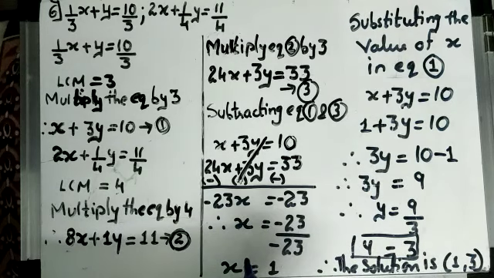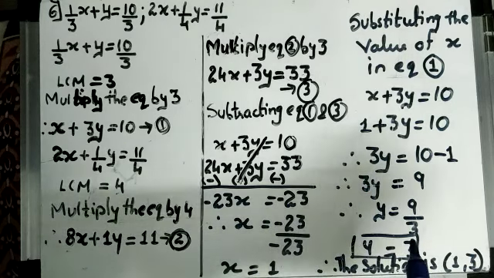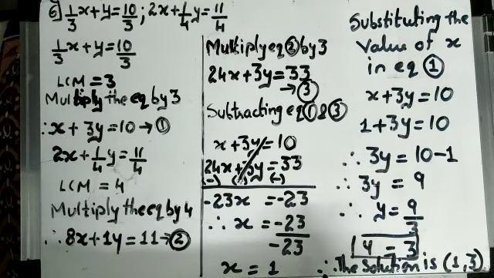You got the value for x as well as the value for y. Therefore, the last statement which I told you is very important. You have to write the last statement. Therefore, the solution of the given equation is 1 and 3. First I have written the value for x, then I have written the value for y.